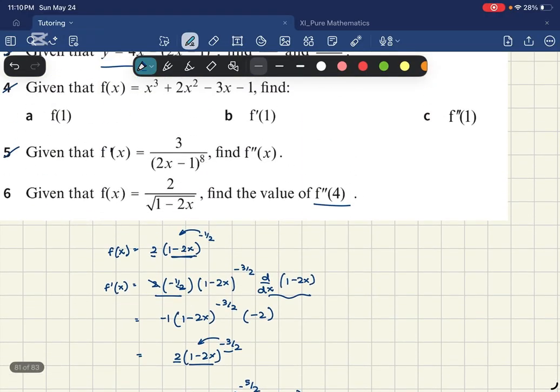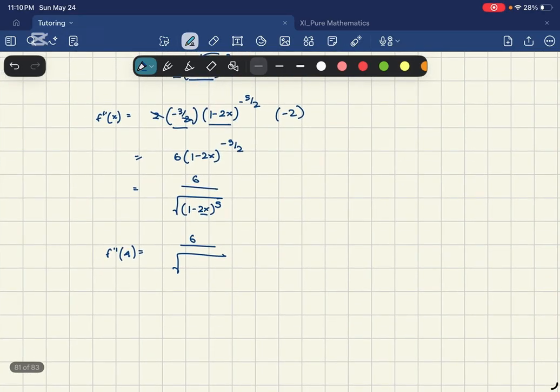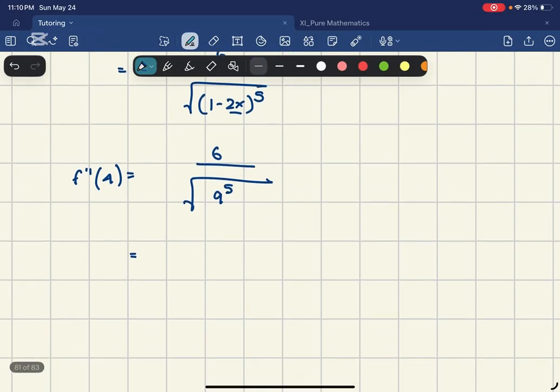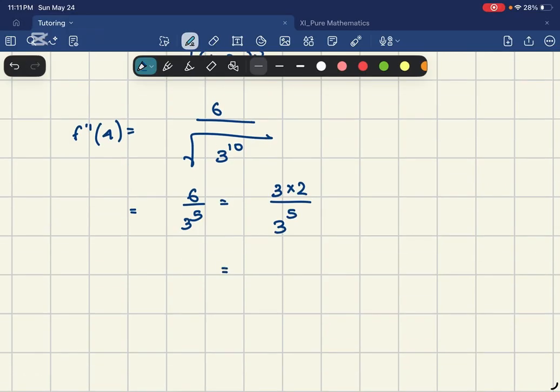So I think find the value of it should be f double dash of negative 4. And if that is the case, then I have 9 to the power 5 inside. So remember, 9 is 3 squared to the power 5. So it's just going to be 3 to the power 10. You have 6 over 3 to the power 5. So that is 3 times 2 divided by 3 to the power 5. So that is going to give me 2 over 3 to the power 4. That is 2 over 81.